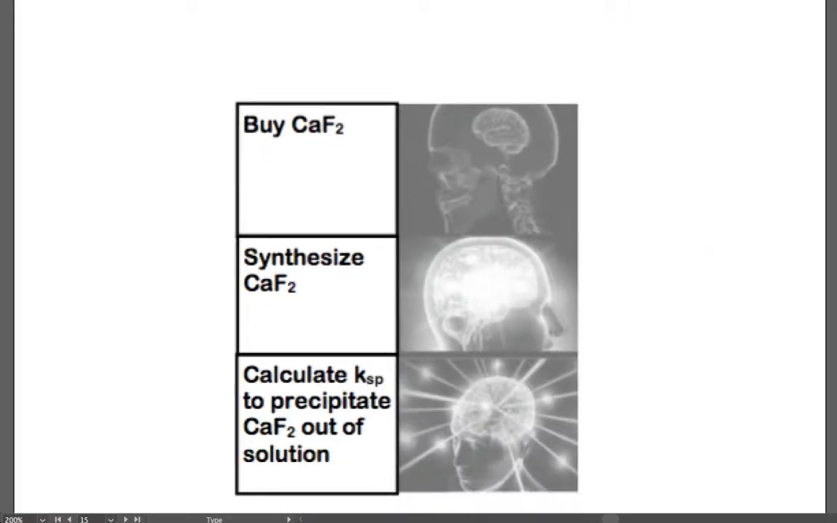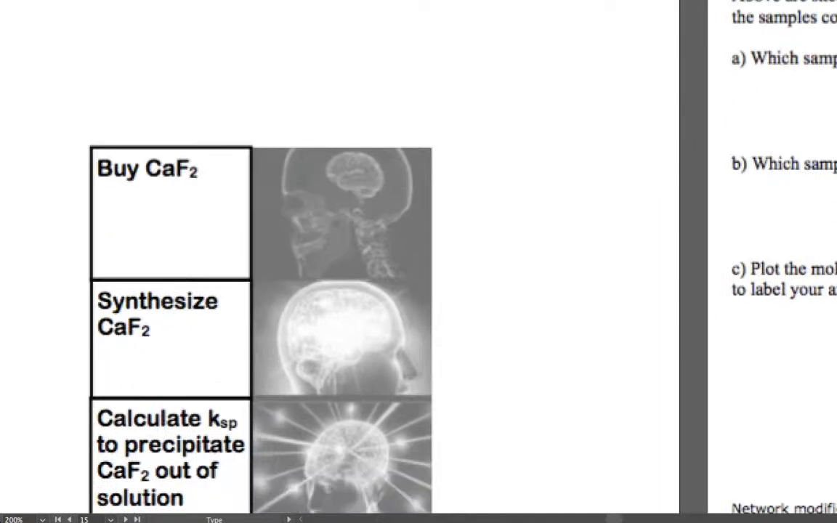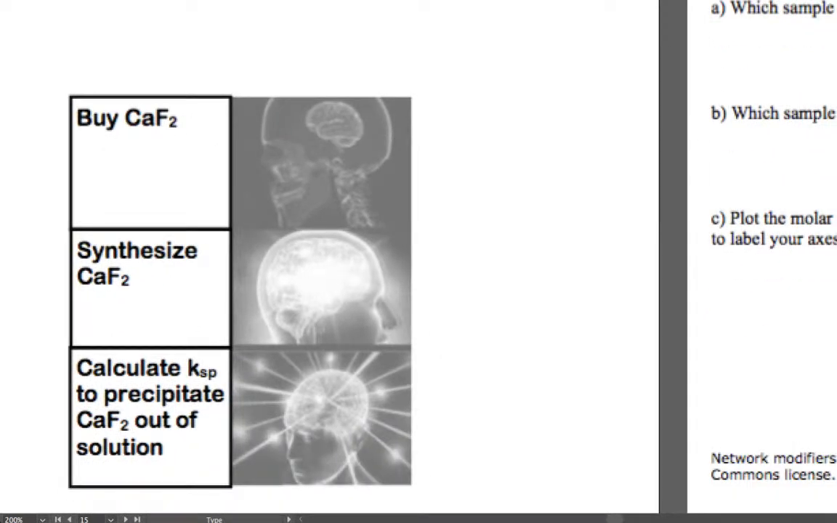Great meme. Buy CaF2, synthesize CaF2, calculate Ksp to precipitate CaF2 out of solution. Wow. So I guess I will later need to try to figure this out, because at this point my brain is very small. Okay, good.